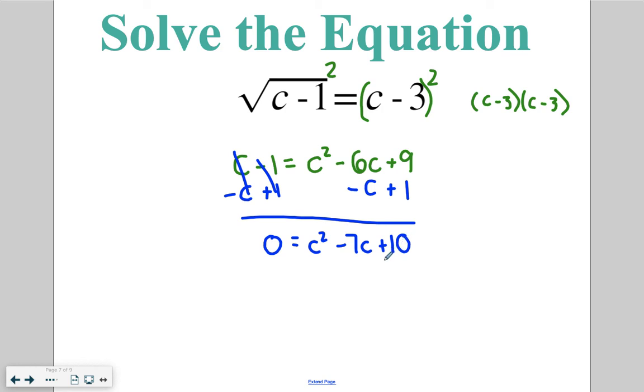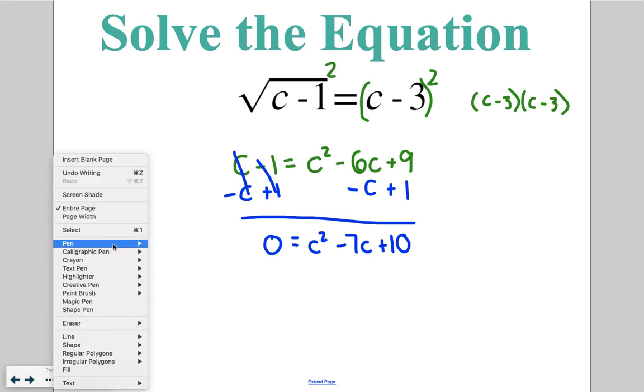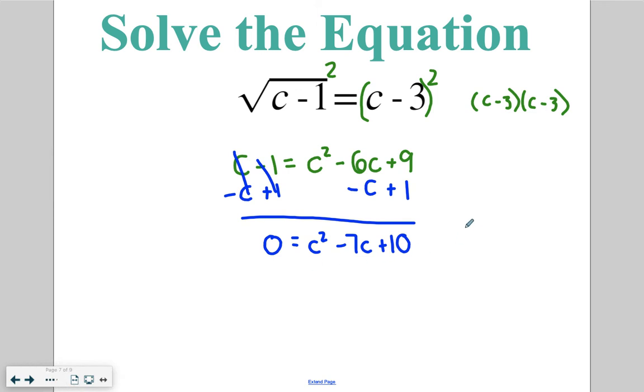This is going to go back into now chapter 8. We need to figure out what multiplies to 10 that can add to negative 7. So off to the side, I'm going to make a little list, and I have 1 times 10 and 2 times 5, but I need to get to negative 7, so I'm going to make it a negative 2 and a negative 5. So I can make that as 0 is equal to c minus 2 and c minus 5.